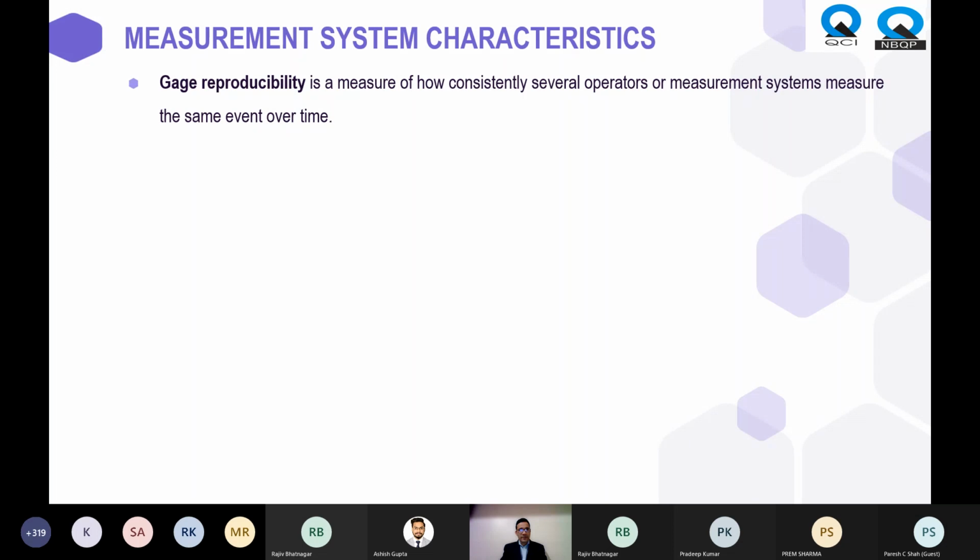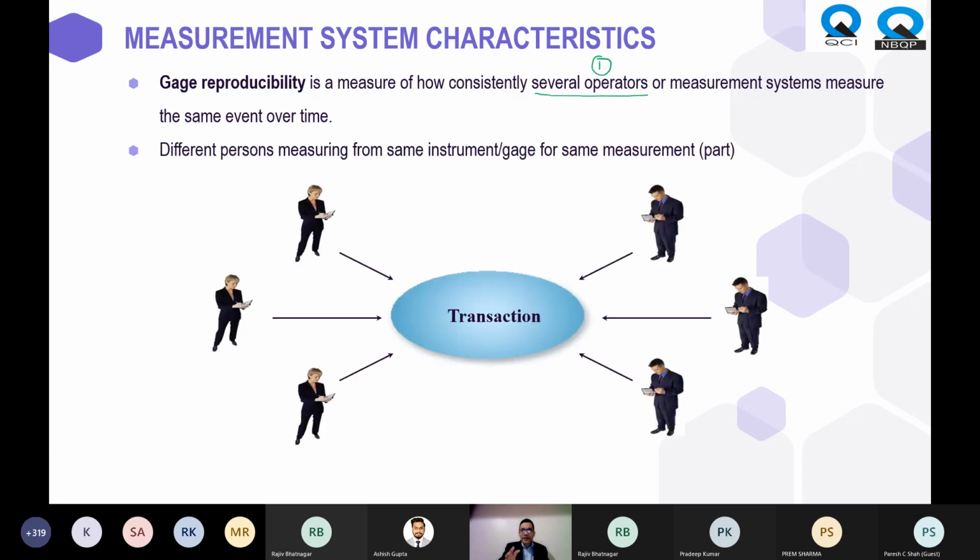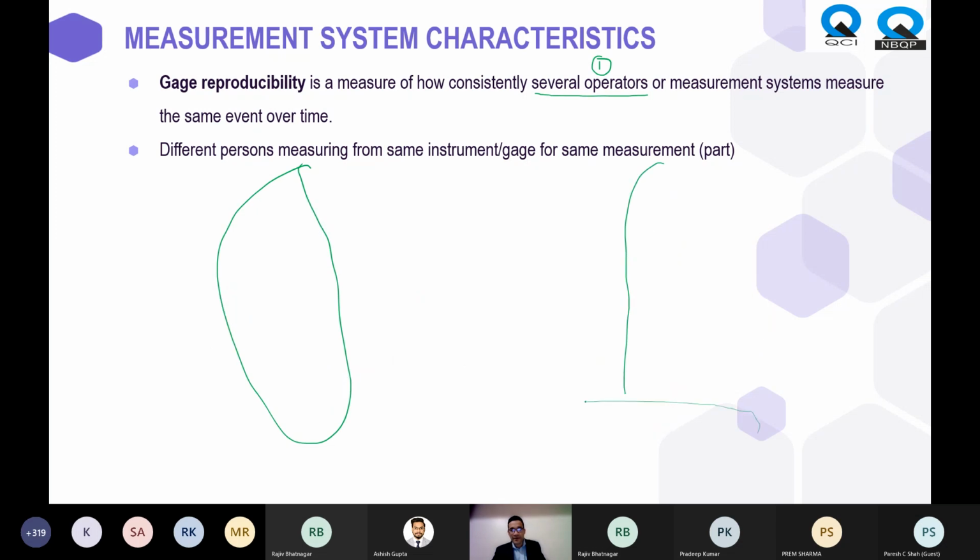The second is gauge reproducibility. The only difference between repeatability and reproducibility is this: here my operators are not fixed. You can see these are different operators, maybe male or female, or any operator. The operators are different.